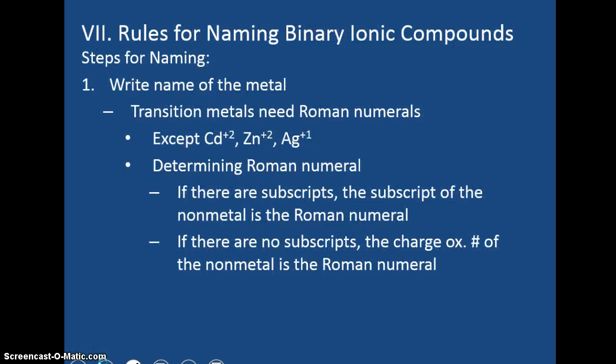Okay, now we're going to talk about writing the names. So, rules for writing the name. First, write the name of the metal. Your transition metals, some of them need Roman numerals, except these ones do not need Roman numerals. Every other transition metal needs a Roman numeral.